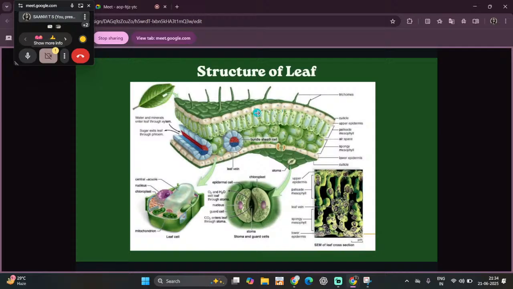And you can see all the other minute details of your leaf, which you usually don't have in your biology textbooks. But here it is: trichomes, cuticle, upper epidermis, palisade mesophyll, air spaces among the spongy mesophyll, lower epidermis, cuticle. You can also see a leaf cell.